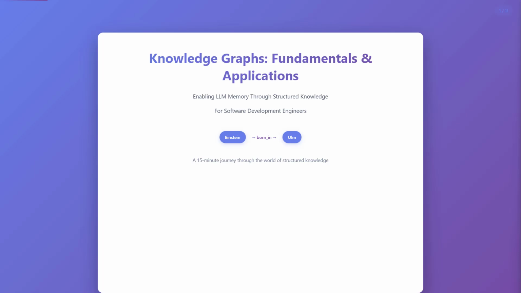For those of you working with large language models, knowledge graphs offer something really exciting. They can give LLMs persistent memory. We'll explore how that works and why it matters. Let's start with a simple example you see on screen. Einstein was born in Ulm. This might seem trivial, but representing facts in this structured way opens up powerful possibilities for AI systems.